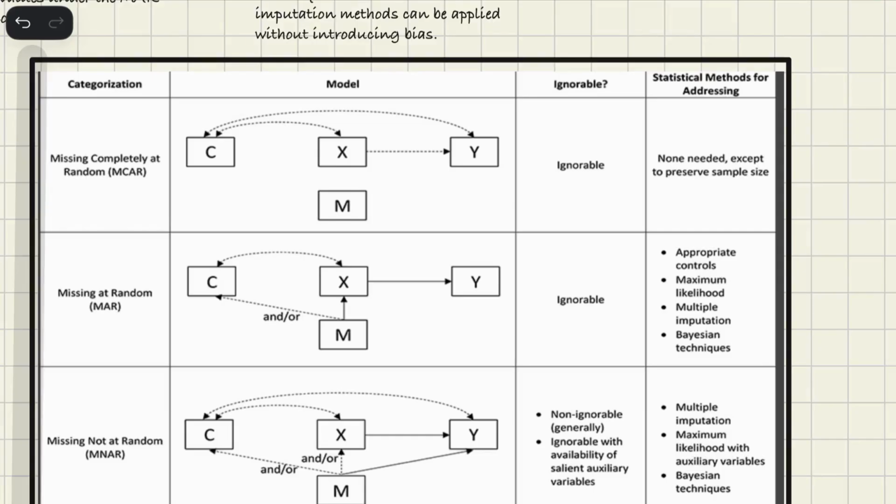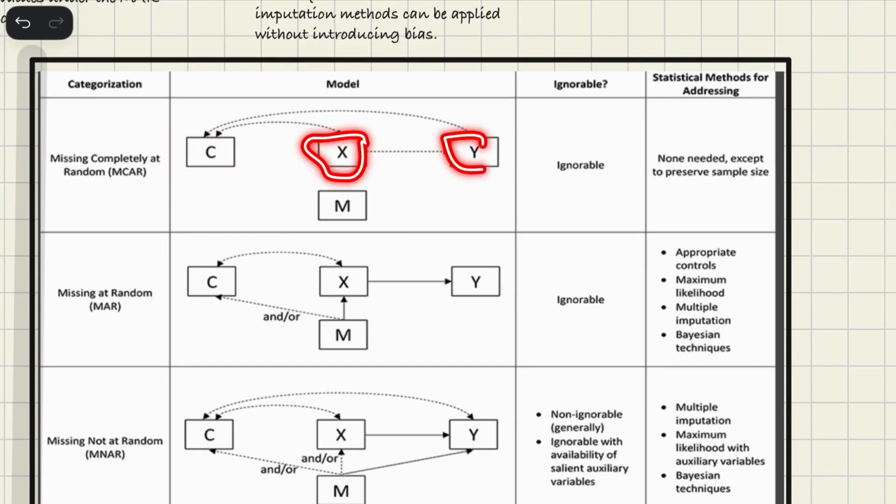Like we have discussed, there are three types of missing data. Now let's understand it by seeing this diagram. If you talk about missing completely at random, we have X, which we can call the independent variable, and Y is the dependent variable, so this is the outcome. Then there is M, which stands for missingness, whether the data is missing, and C is the other observed variable, mostly covariates or control variables.